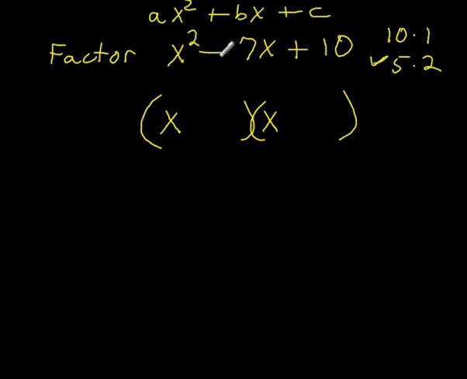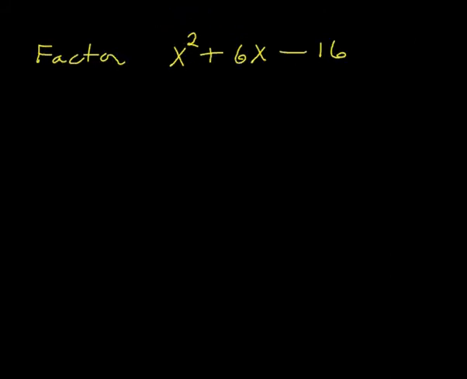But since I need it to add to be negative 7, but multiply to be positive 10, then I'm going to need a negative 5 and a negative 2. So to make sure that I've got this right, I'm going to look at FOIL. X times x is x squared. The outer two is negative 2x. The inner two is negative 5x. They add up to negative 7x. And negative 5 times negative 2 is 10.